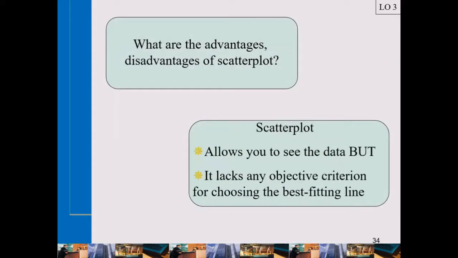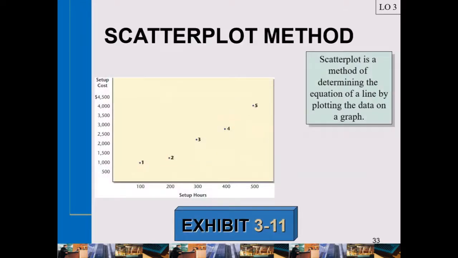So what are the advantages and the disadvantages of the scatter plot? As you can see, a scatter plot allows you to see the data. Of course, you can see it on the graph, but it lacks any objective criterion for choosing the best fit line. So when you say best fit line, that line.